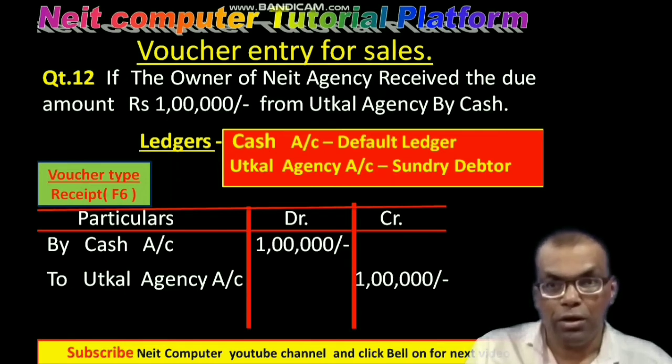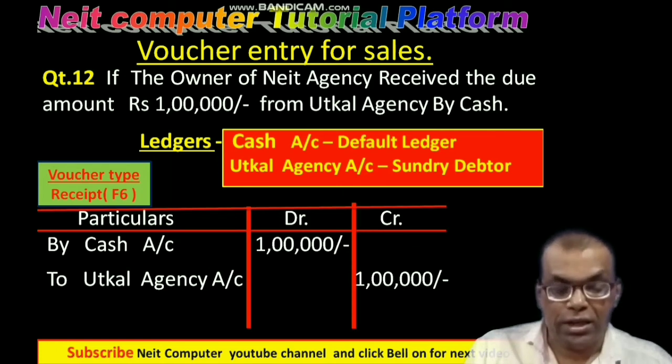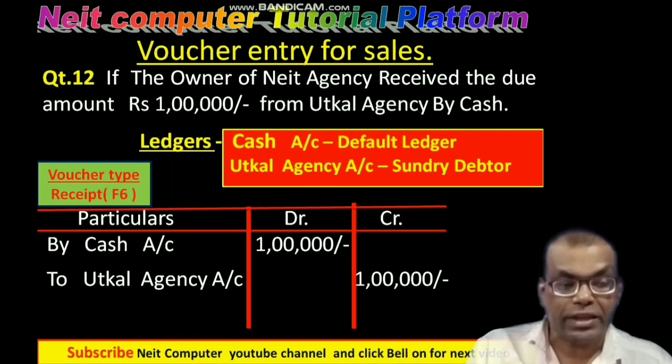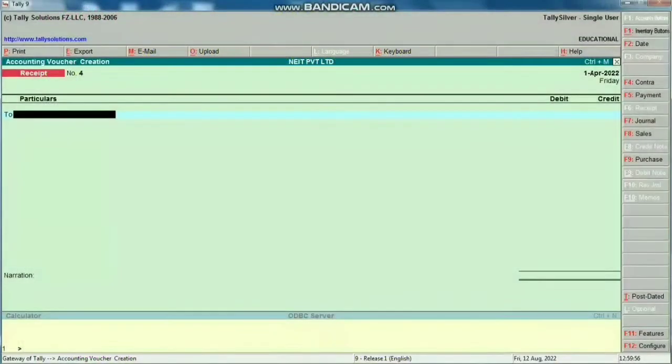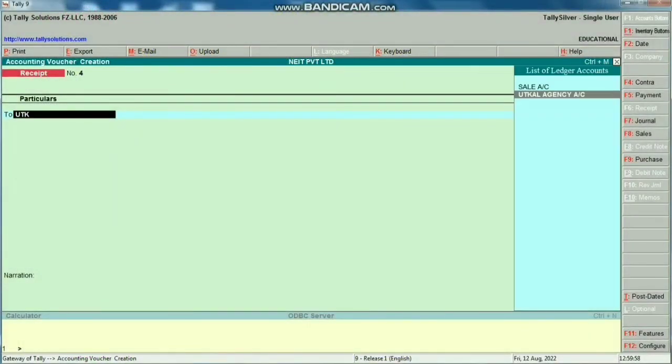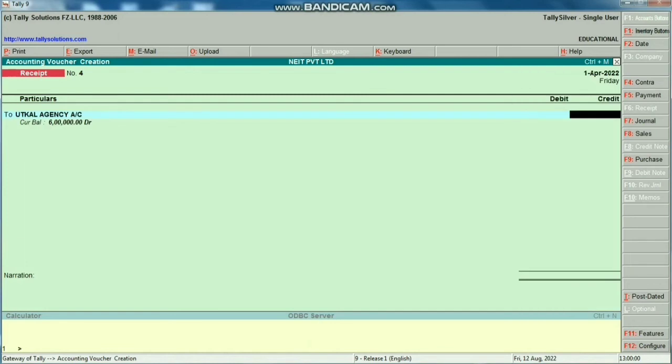Neat organization has already sold to this organization, that is Utkal agency. So that is why the Utkal agency group must be Sundry debtor. And as per this question, Utkal agency has paid cash to Neat organization, so Neat organization's cash account becomes a debit and Utkal agency becomes a credit, that is 1 lakh. As the cash account becomes a debit, voucher type becomes F6 or receipt voucher.